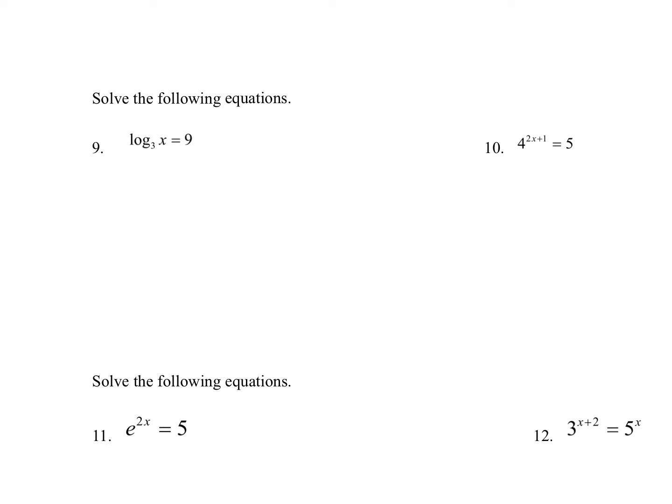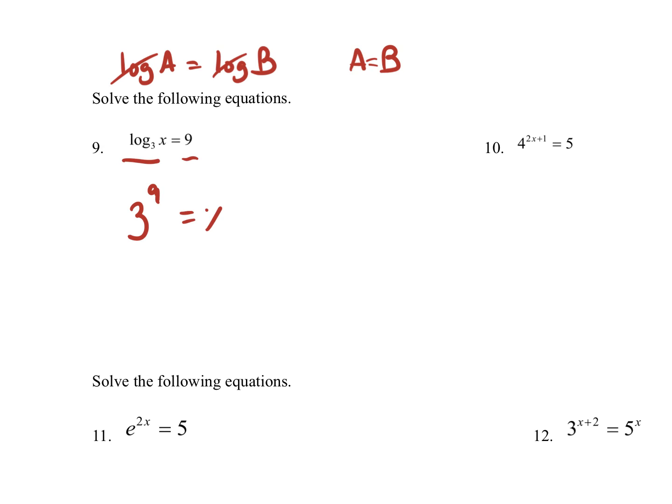Now we would love to use the log property that says log of a equals log of b, and I could just cross these out and get a equals b. The problem is I can't do this in number 9 because there's only a log on one side. So the way we do this is we get it to be one log on one side and one number on the other side, which we have, and then we will convert it to exponential form. So 3 to the power 9 equals x. And that would simply be my answer.